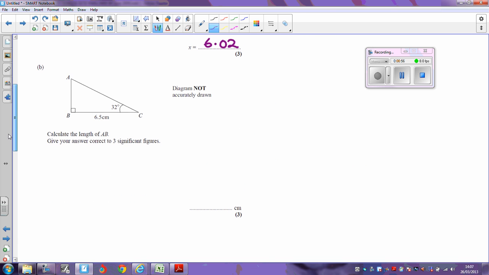Second part of the question here, it's not Pythagoras anymore. You're given one angle and you're given one side in a right angle triangle. We're asked to find the length of AB. So let's call that one x. Now this must be trigonometry. If it's not Pythagoras, it must be trigonometry.